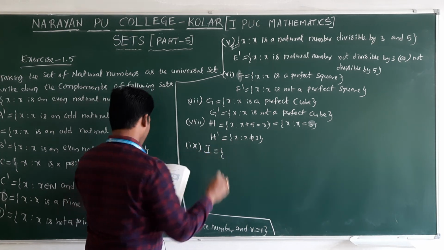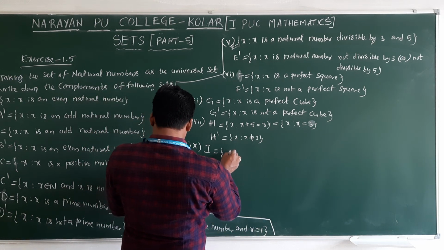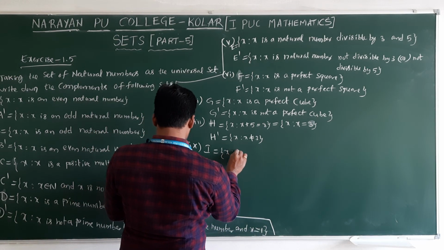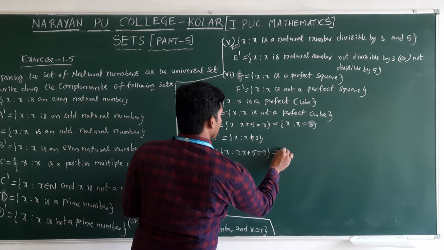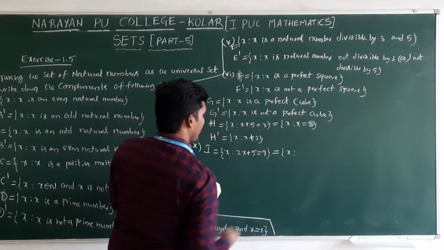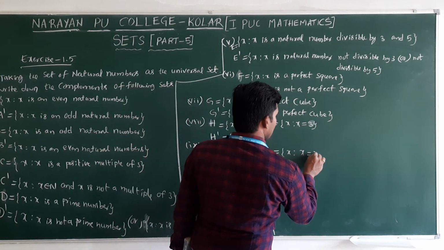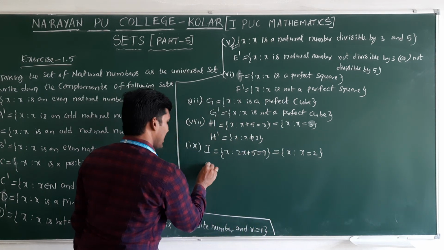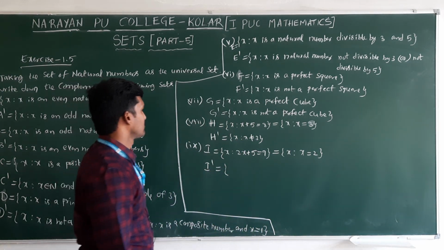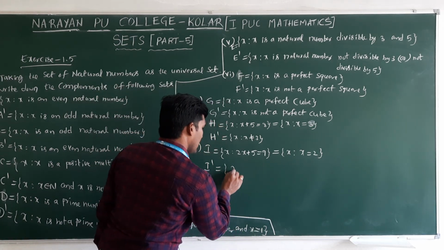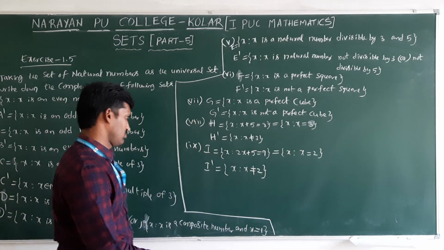Next, I. Ninth one, x such that 2x plus 5 equal to 9. If you simplify this, what will you get? x such that, send 5 to that side, 9 minus 5 is 4. If you divide by 2, what will you get? x equal to 2. For this I dash, x such that x is not equal to 2.